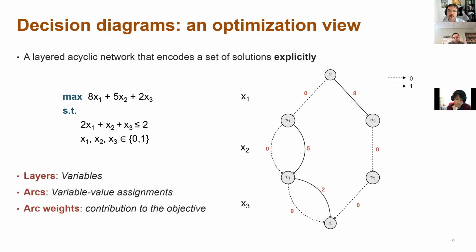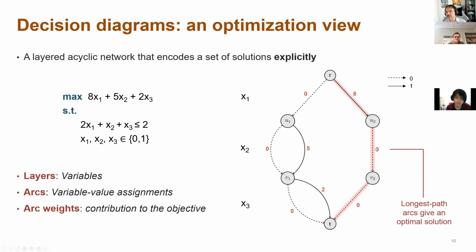So if you're trying to optimize this function over the decision diagram, what is the path that is going to give you the best possible solution in this problem? What do you think? How can you optimize this function now? It's going to be exactly like Angel said, it's going to be the longest path. So essentially what we are doing is reducing the problem to a longest path problem in this particular graphical structure, right? So this longest path gives an optimal solution.